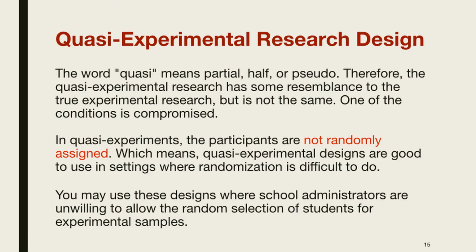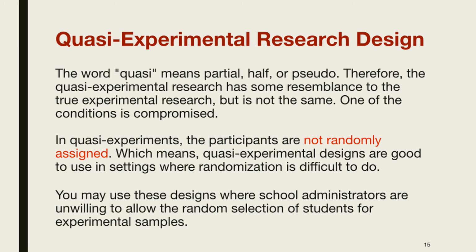Let's come to quasi-experimental research designs. As the word itself suggests, quasi means partial, half or pseudo. Therefore, in a quasi-experimental research, one has some resemblance to the true experimental design, but it's not like the true experimental design. One of the three factors is compromised here. In a quasi-experimental design, the participants often are not assigned randomly to control group and an experimental group, which means quasi-experimental designs are good to use in settings where randomization is difficult to do.